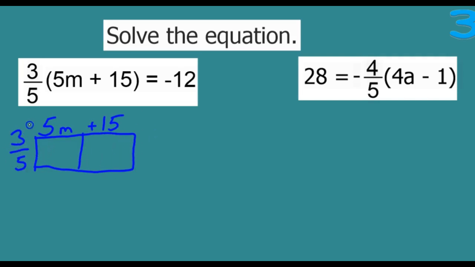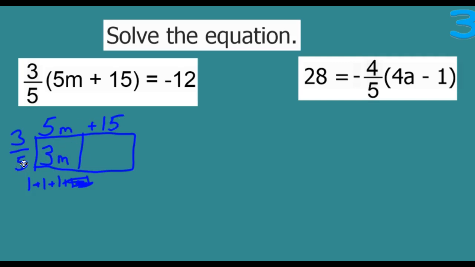So if I'm doing 3/5 times 5, well, you could put that in your calculator, but I know that we can divide 5 by 5 and get 1. 1 plus 1 plus 1 plus 1 plus 1 will give me 5. What I'm looking for is 3 of those. So if I cross out those, I have 1 plus 1 plus 1, and I get 3m.